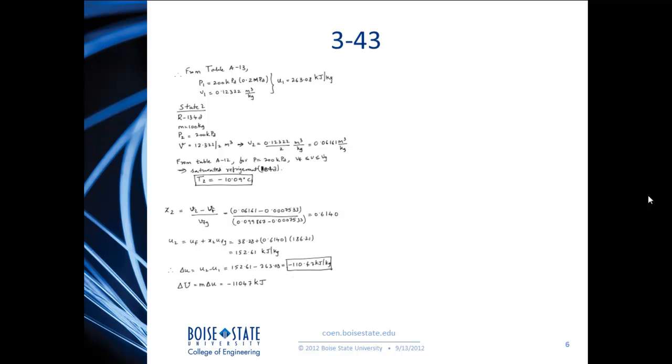So we can obtain the temperature T2 at this state from table A12. Similarly, if we are asked to find the internal energy, then first we need to find x2, since it is a saturated mixture, and we can find that easily, and then we can determine the internal energy at state 2. The change between the two states will give us the change in internal energy, and the total change would then be delta big U, which is mass times delta u.